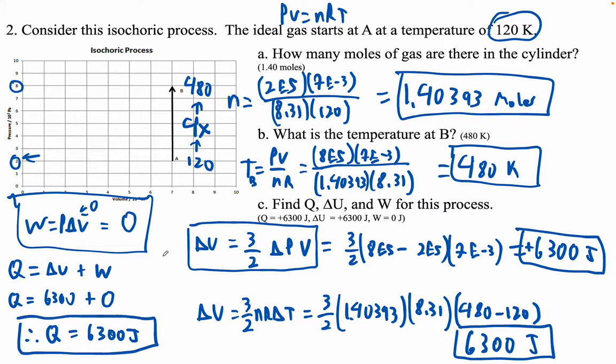So let me tell you what happened here. We had a closed container that is like a Tupperware that couldn't expand, and we heated it up from 120 to 480, and that caused the internal energy to increase by 6,300, and that internal energy had to come from the heat that flowed into this gas. And so therefore the heat that flowed in equaled the change in internal energy. Woohoo!